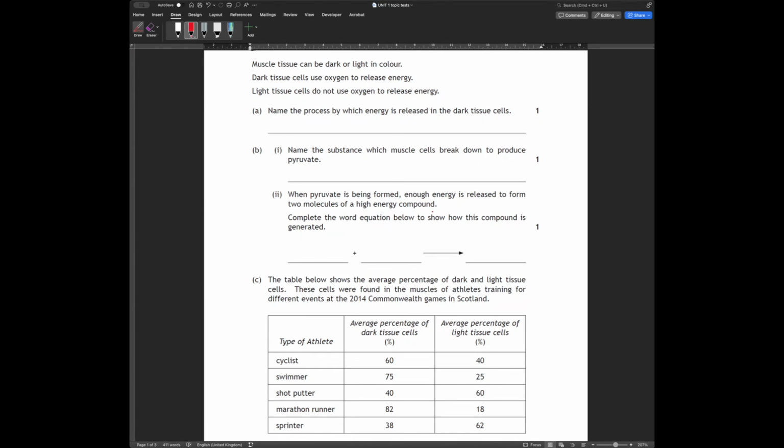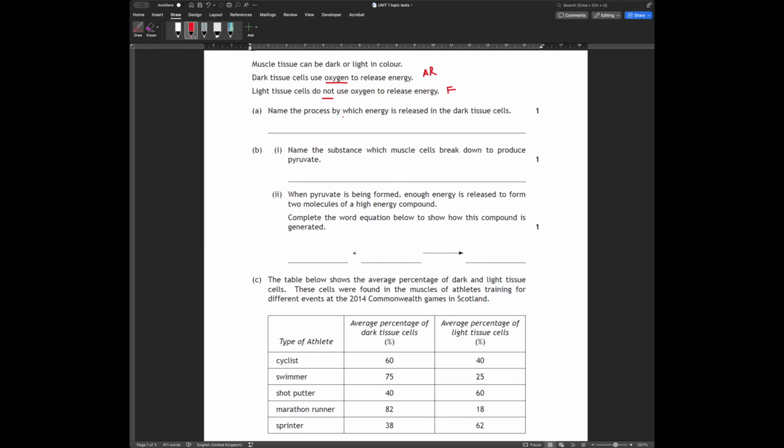Muscle tissue can be dark or light in colour. Dark tissues use oxygen to release energy. The light cells do not use oxygen to release energy. So immediately, before I even look at the questions, I'm thinking to myself, uses oxygen? That's aerobic respiration. Okay, in my head, that's what I'm thinking. And light tissues do not use oxygen. So immediately I'm thinking that's fermentation for that one. Okay, before I'm even getting to the questions.